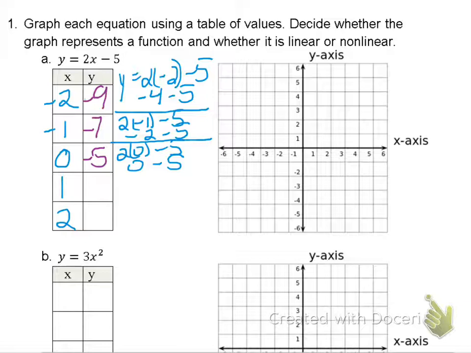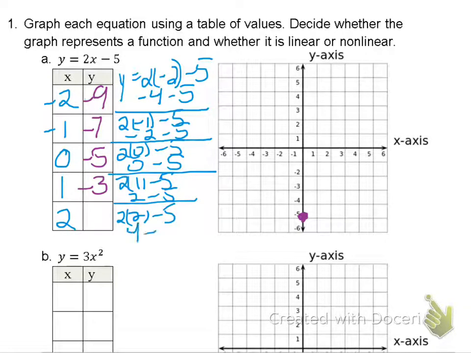And this is in slope-intercept form, so this negative 5 is the y-intercept, which represents when x equals 0, if we're going to graph that point. Over here on the graph it would be 0, and then down to the negative 5. So that's where it crosses the y-axis, that's why it's called a y-intercept. But this you should already know. Okay, 2 times positive 1 minus 5 would be 2 minus 5, which is negative 3. And 2 times 2 minus 5 would be 4 minus 5, which is negative 1.